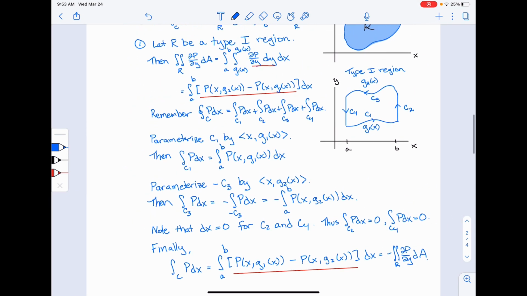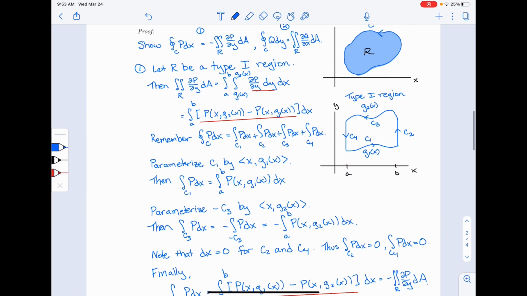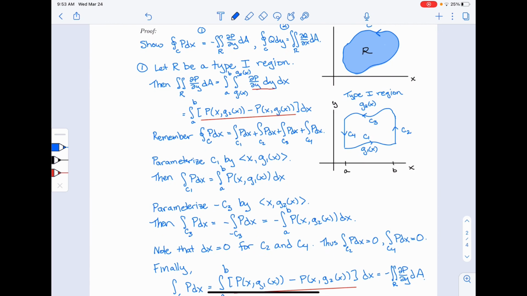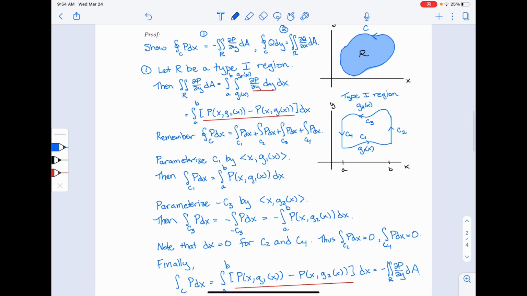And so what I have shown is exactly what I set out to show. I have shown 1, that the integral around C, that's around that closed path, I forgot to put that in there, of p dx is equal to minus the double integral of dp dy dA, as long as I'm integrating over a type 1 region.